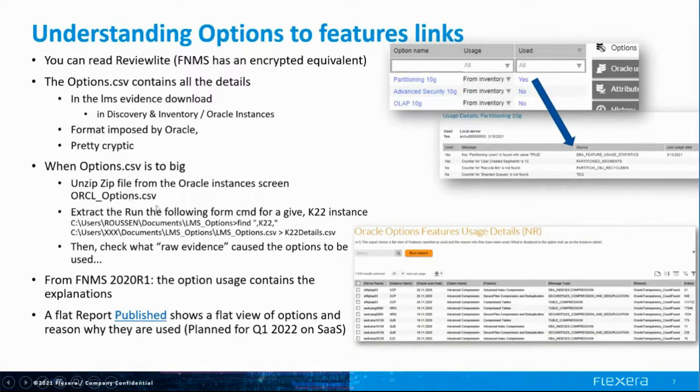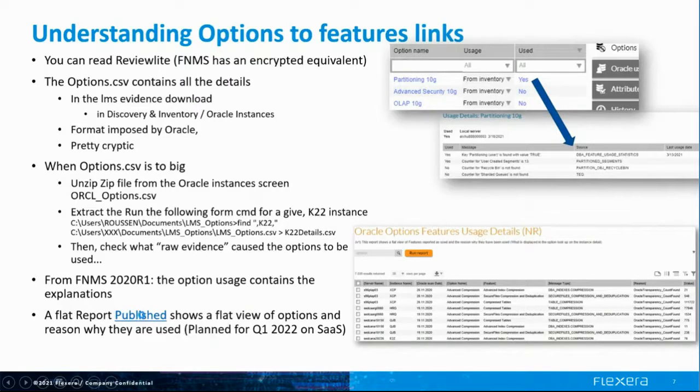And one thing that came very quickly when we released this feature is customers saying, yeah, I like it, but should I go one by one on all my instances to understand the why? This is quite a lot and not very practical. So we have planned for Q1 2022, so next year, first quarter, I would say within 6 months, a report that will be out of the box, which is called Oracle Options Features Usage Detail. It may change a little bit, the name.